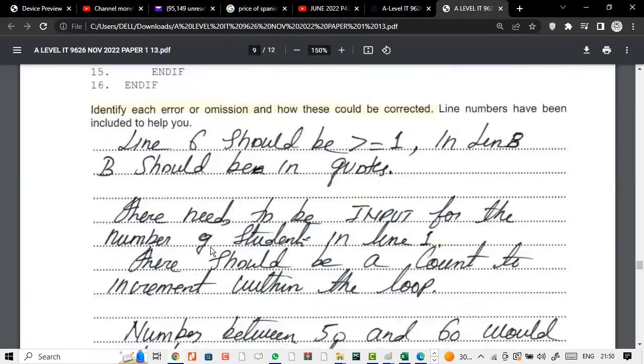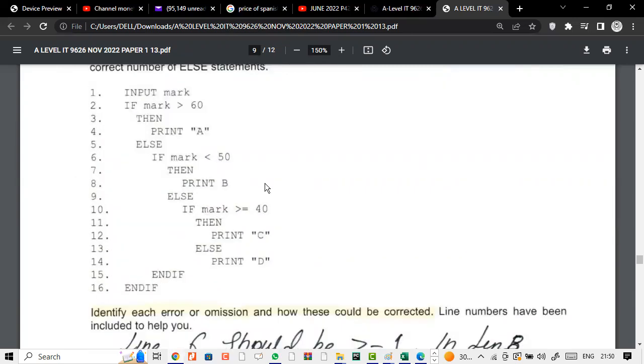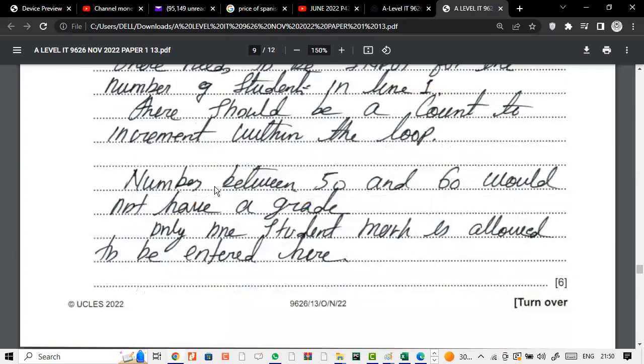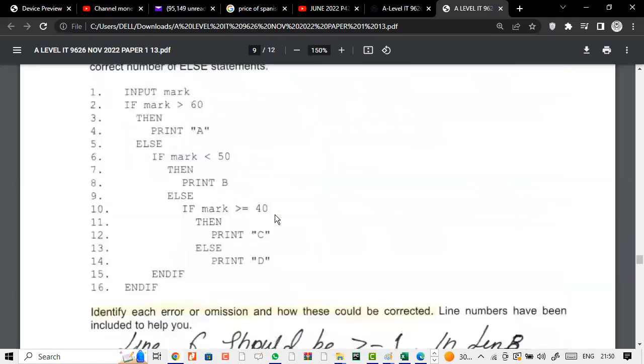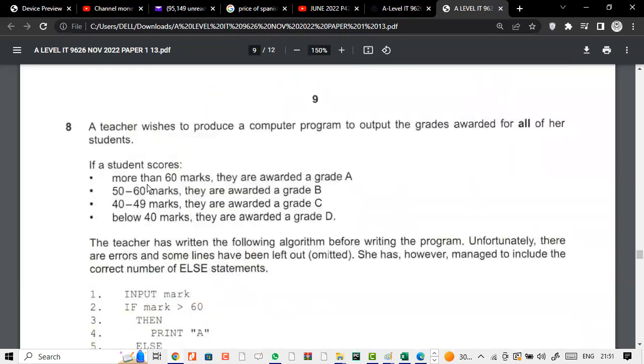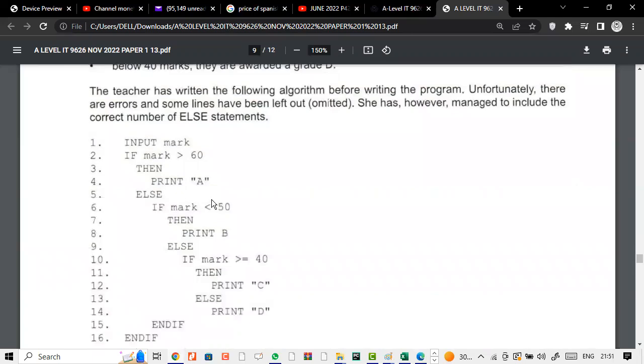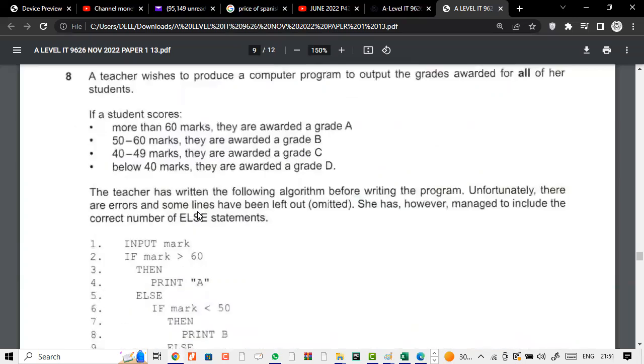There needs to be an input for the number of students in line A. So obviously, we are not inputting anything, you can see over here. When you go through it, you'll get it in more sense because you have not read the question. A number between 50 and 60 would not have a grade. So you can see over here, if the mark is less than 50, then this, else if it's less than 40. So we are not satisfying this statement. We have missed out things. If it's greater than A, if it's greater than 50, B, we don't have over here what is between 50 and 60.